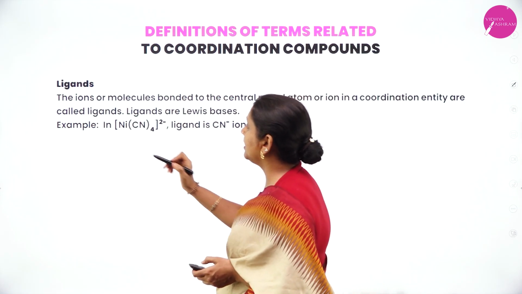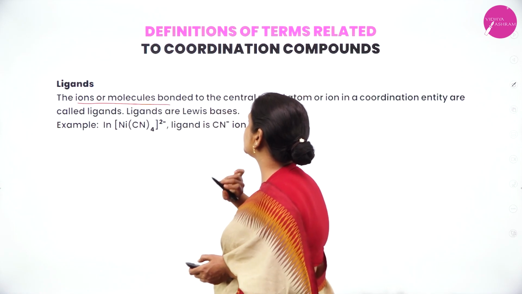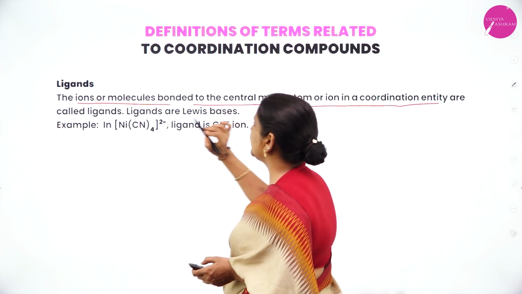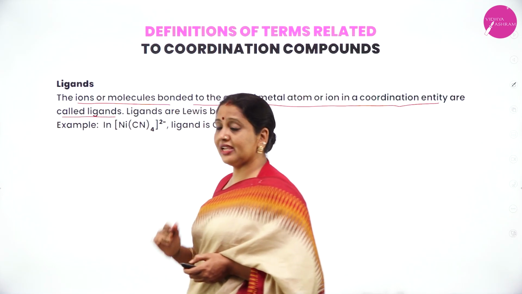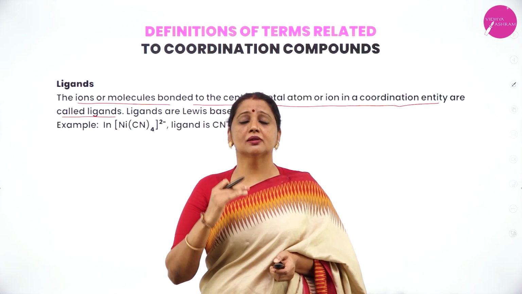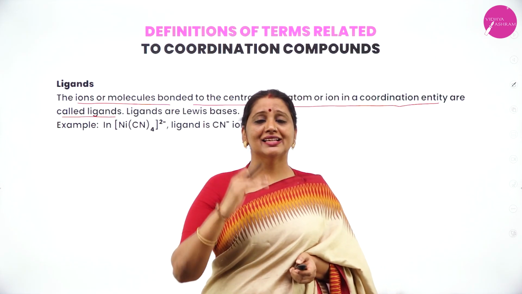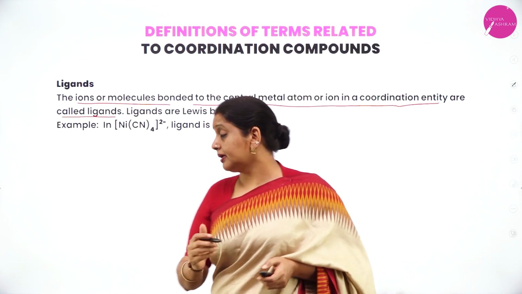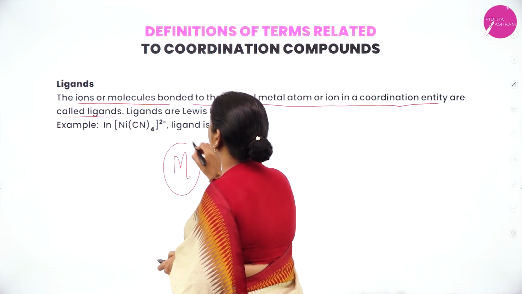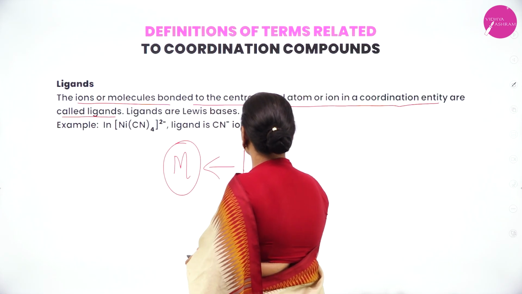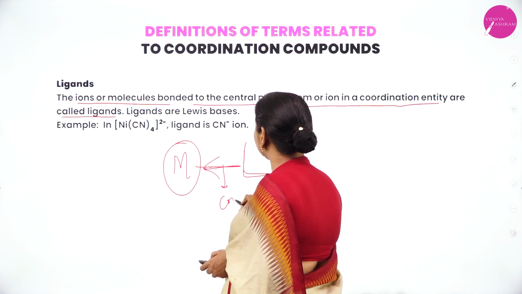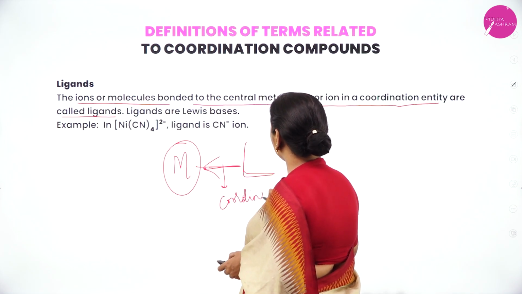Next, ligand. Already I told you that ligands are ions or molecules which are bonded to the central metal atom or ion in a coordination entity. They have the capacity to donate one or more pairs of electrons to the central metal atom or ion. That's why ligands are called Lewis bases. Because of this donation of electrons from ligand to metal, a bond forms between metal and ligand. That bond is called a coordinate bond.